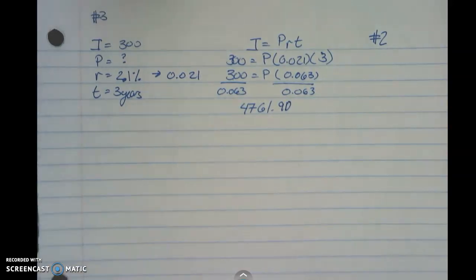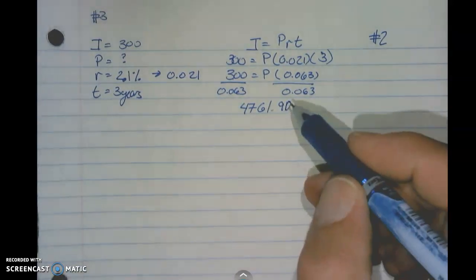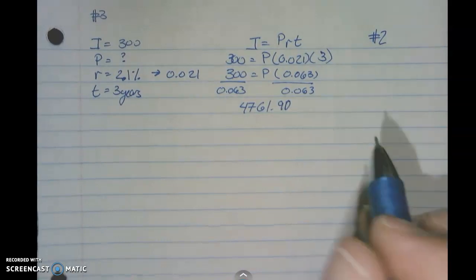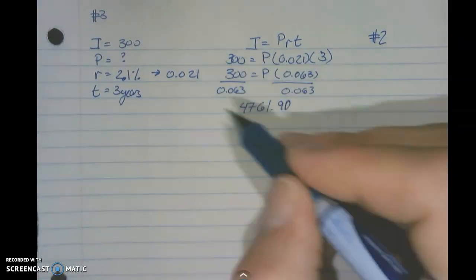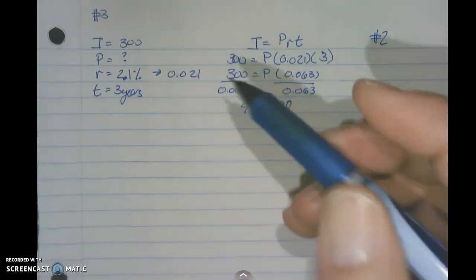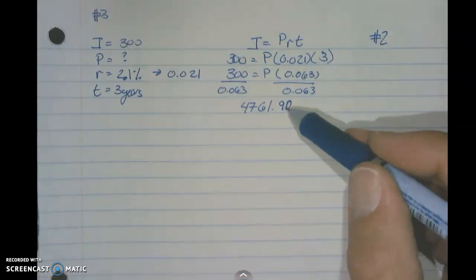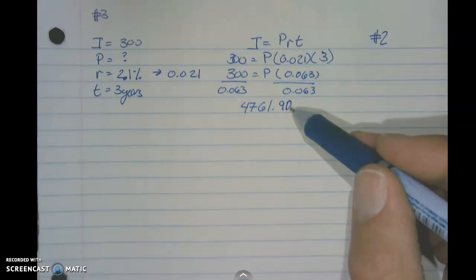Okay. So what that tells us is that to get $300 of interest in 3 years at 2.1%, you had to invest $4,761.90.